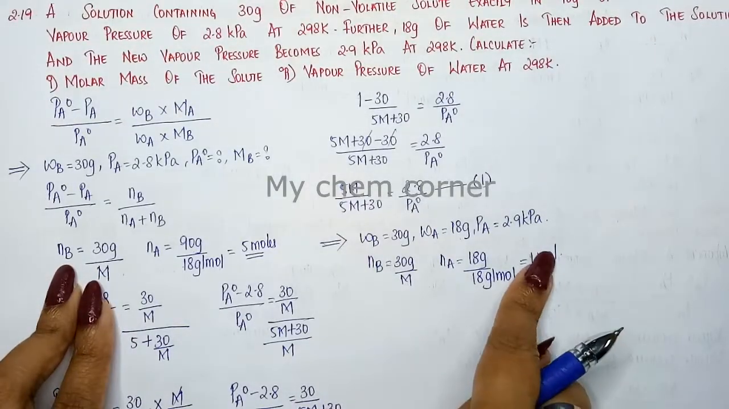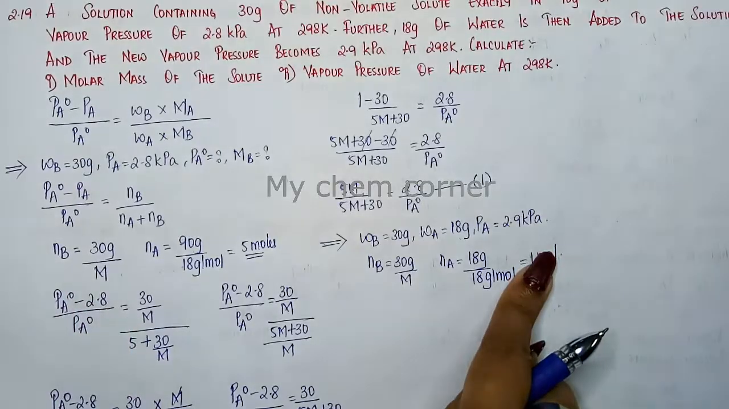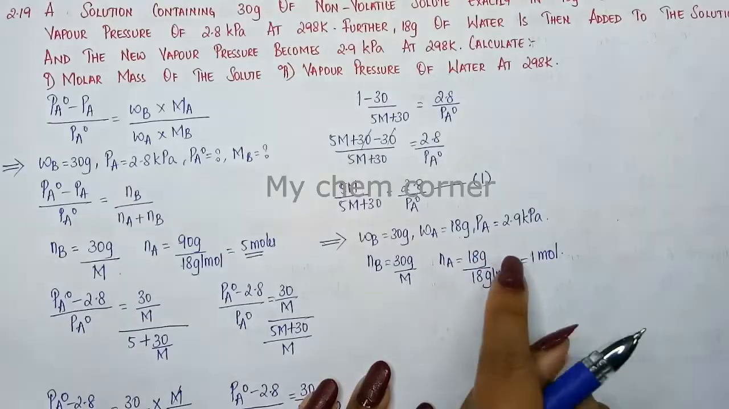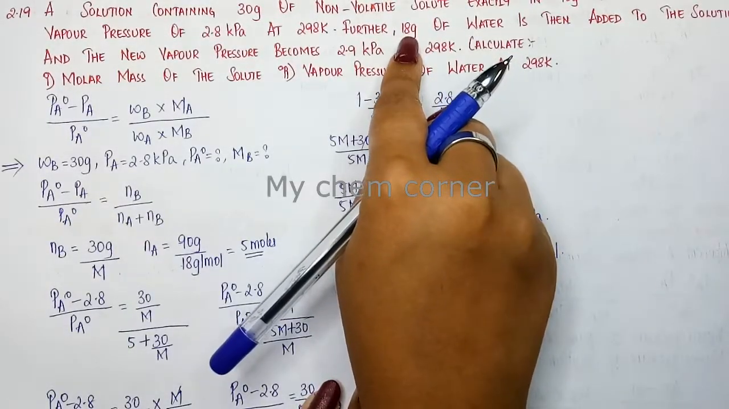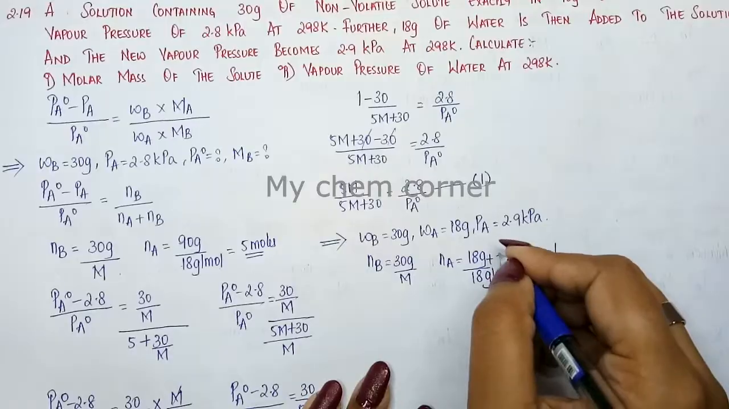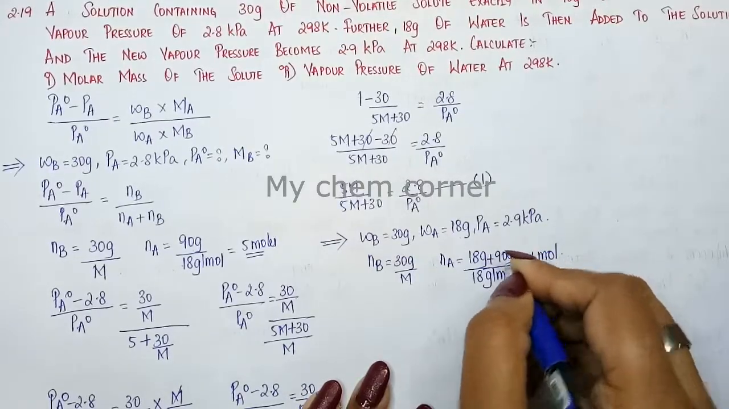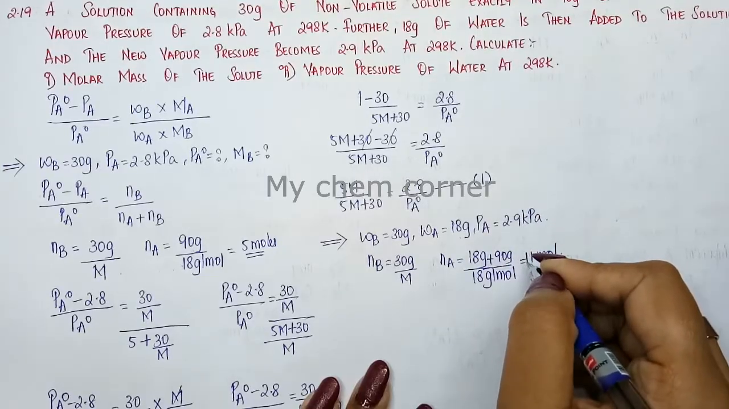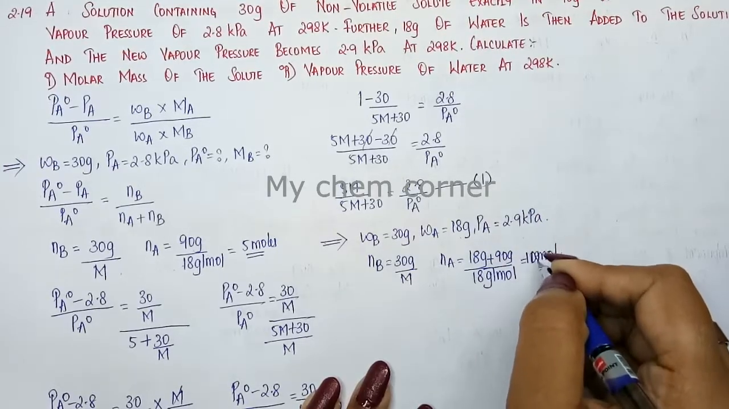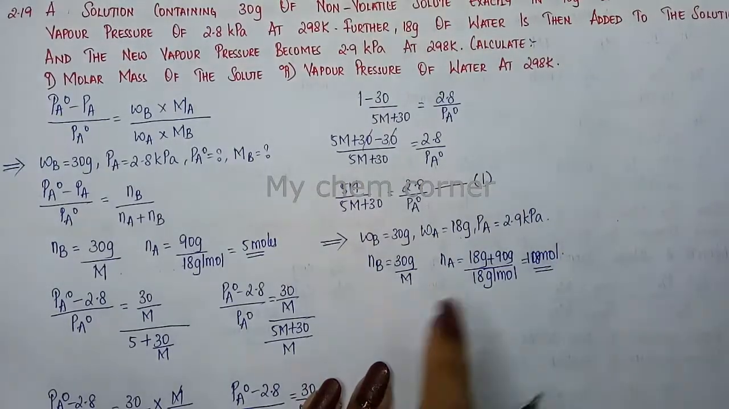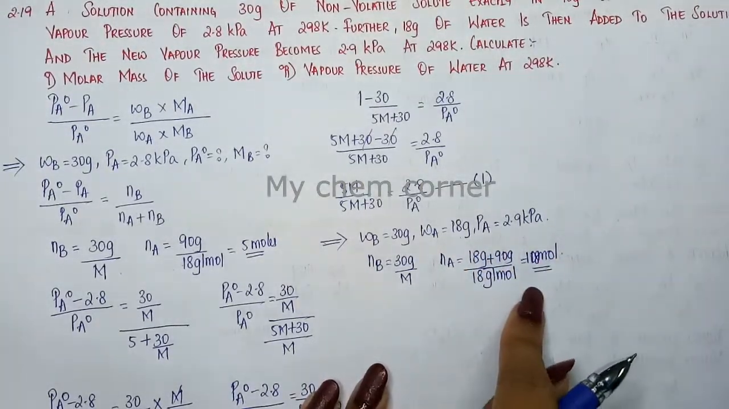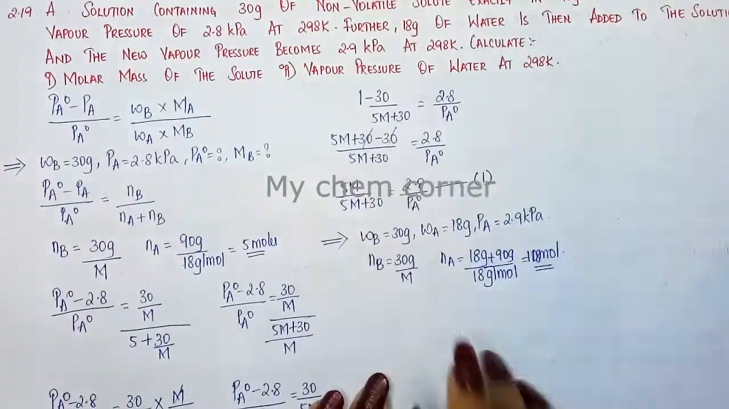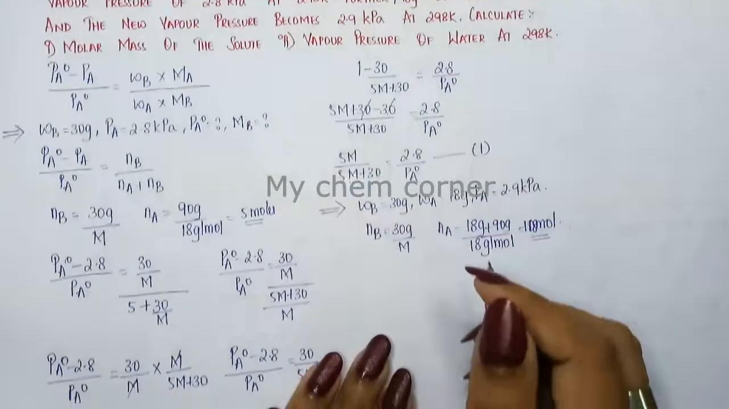Alright, now when I get 1 mole over here, 18 is added to 90. So this is going to be 18 plus 90. When I add 18 plus 90 and simplify, this will become 108 moles. Please make a correction to this. This is going to be 108 moles because to the existing 90 grams, I'm going to add 18 grams as given in the question. Let's substitute the values now.